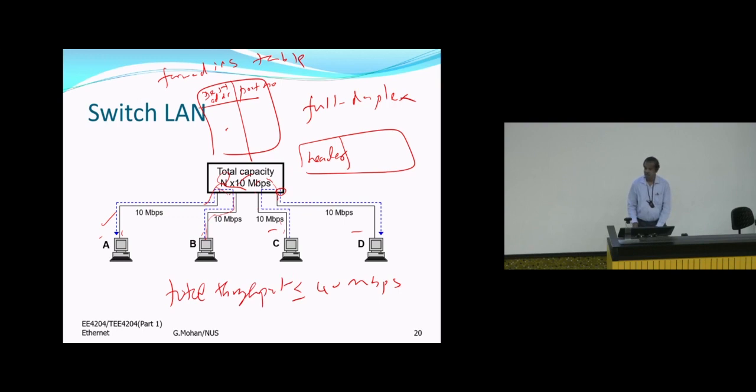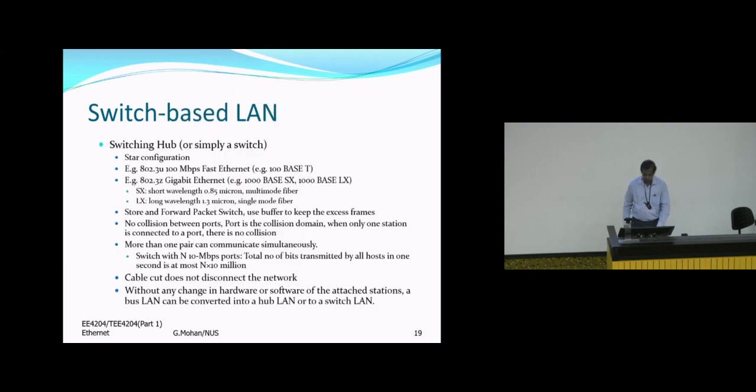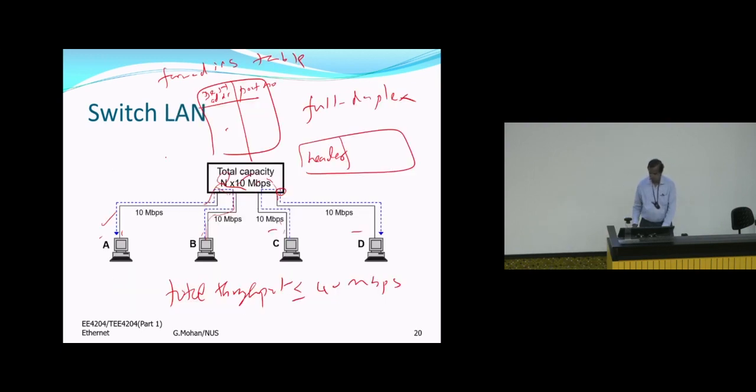Okay, in the broadcast LAN or bus-based LAN or hub, it cannot be. Why? At a time only one can transmit. Here multiple transmissions take place. It also uses star configuration. So switch, small switch you can assume, if you want, you can look at the book or internet.